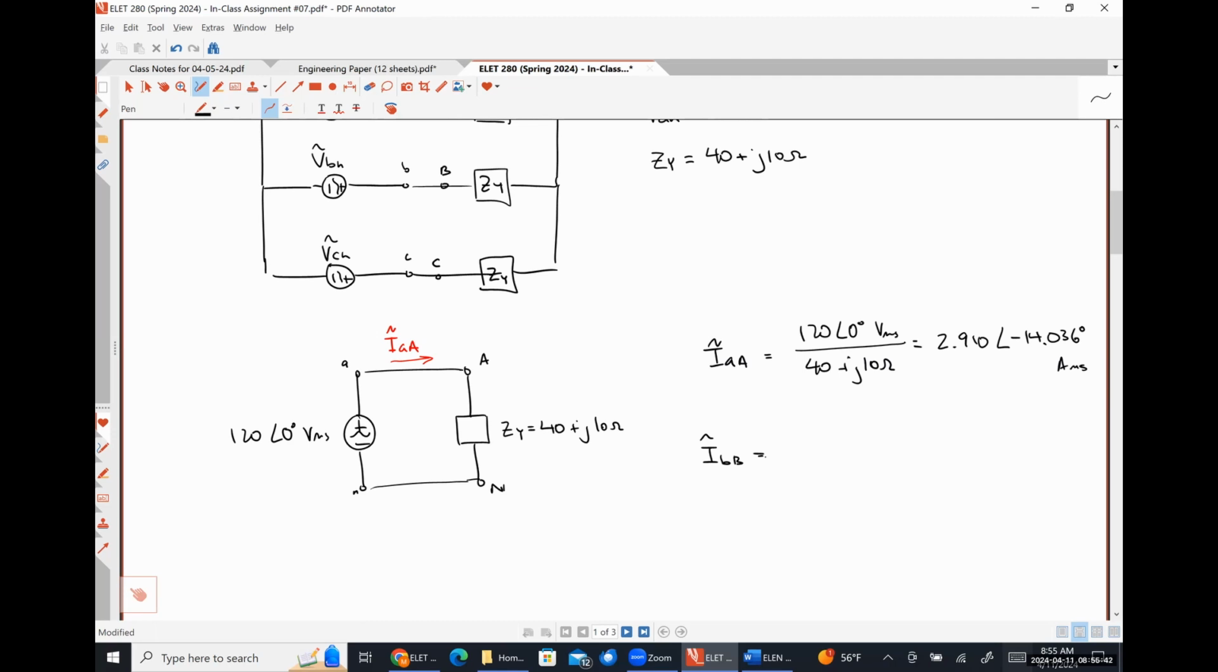So how are we going to get IBB? The magnitude is going to be exactly the same, 2.910. We subtract 120 degrees from the phase angle, so negative 134.036 degrees amps RMS. No circuit analysis whatsoever needed. Literally, just take the answer that we got from the previous step, subtract 120 degrees from the phase angle, and go on about our day.